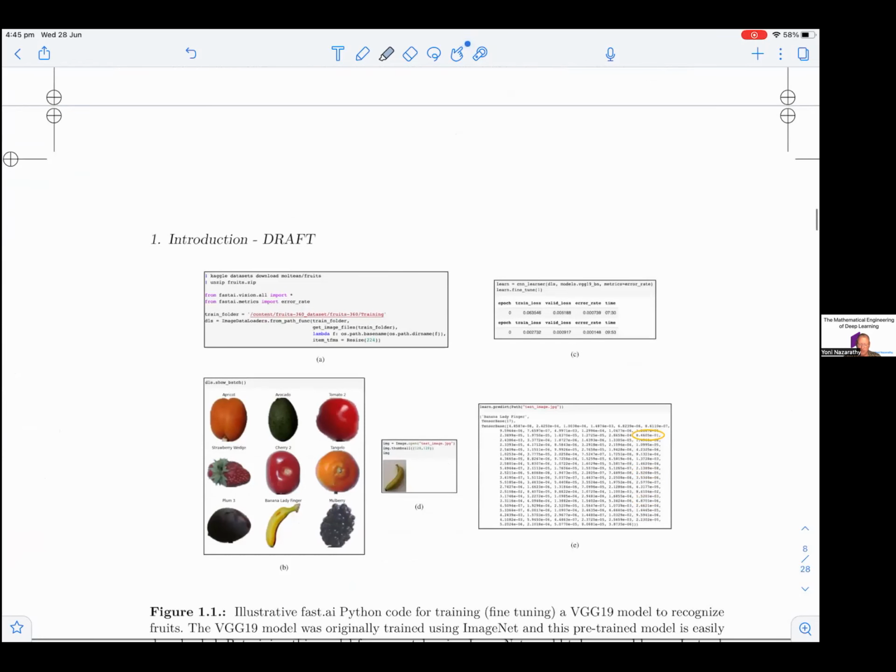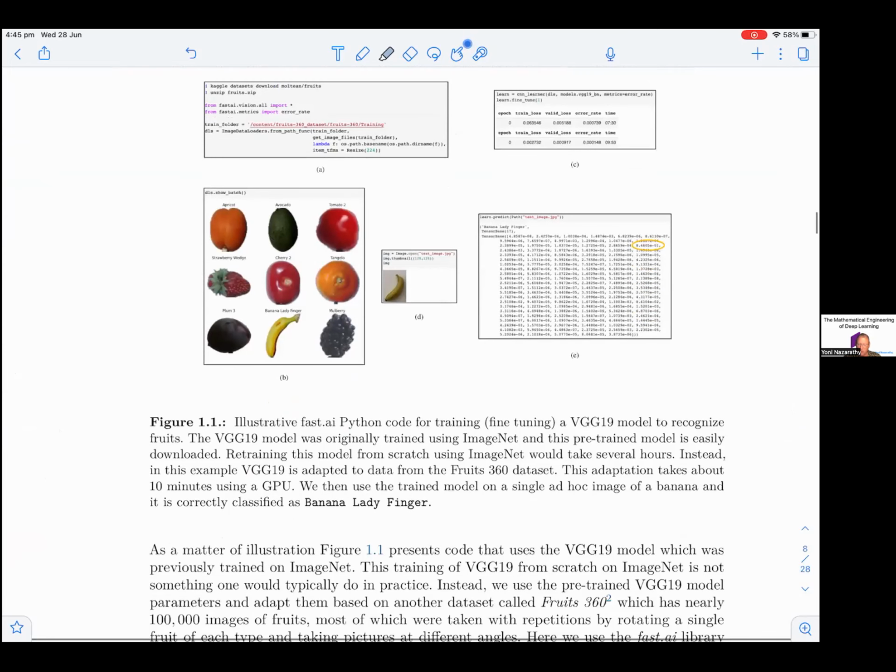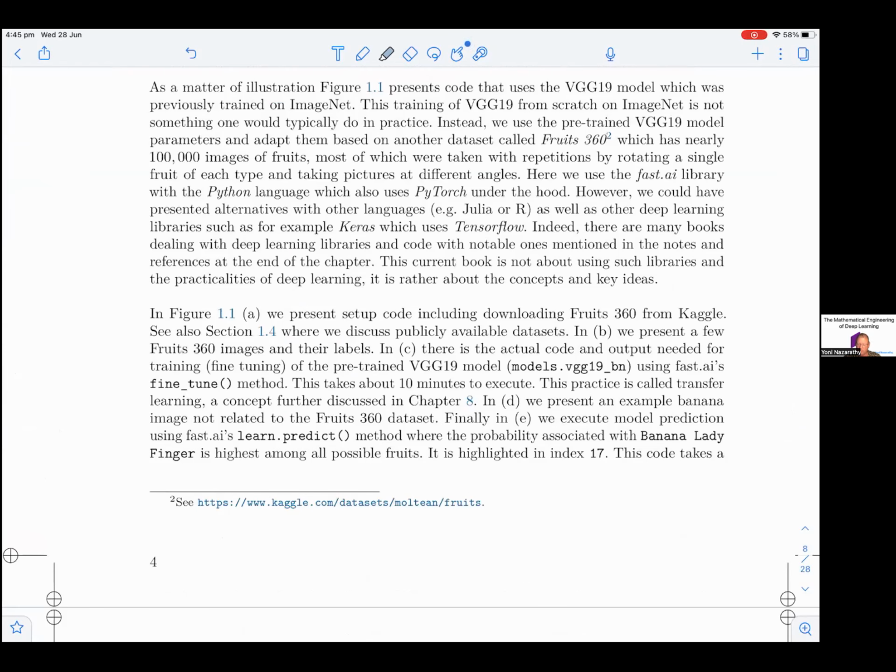As a matter of illustration, Figure 1.1 presents code that uses a VGG19 model, which was previously trained on ImageNet. Training VGG19 from scratch on ImageNet is not something one would typically do in practice. Instead, we use the pre-trained VGG19 model parameters and adapt them based on another data set called Fruits 360, which has nearly 100,000 images of fruits, most of which were taken with repetitions by rotating a single fruit of each type and taking pictures at different angles.